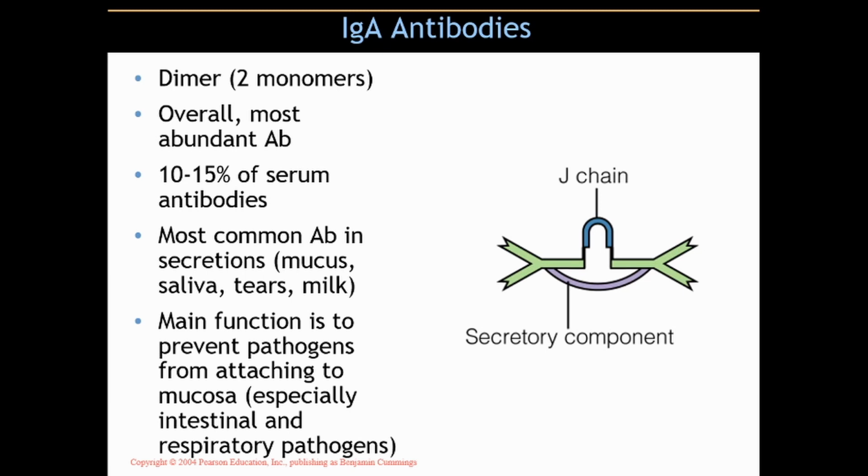Their main function is to prevent pathogens from attaching to mucosa, otherwise known as neutralization, especially intestinal and respiratory pathogens. Where we have an enormous amount of mucous membranes, IgA antibodies are there to prevent the pathogens from adhering to those cells, and then adhering to each other and creating a biofilm, which leads to all sorts of problems for the host.